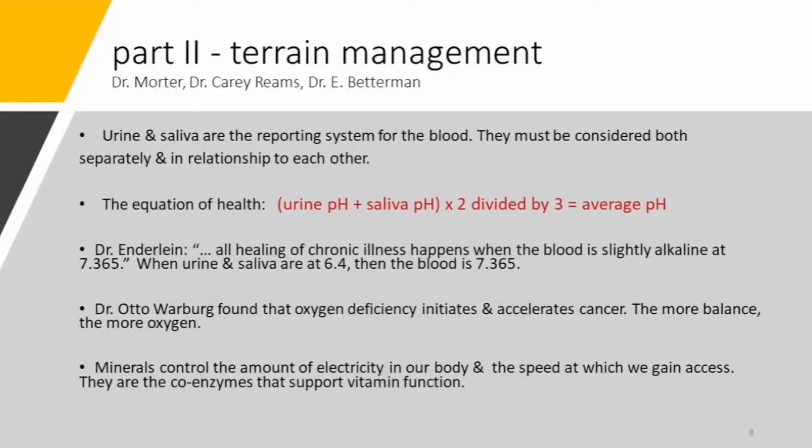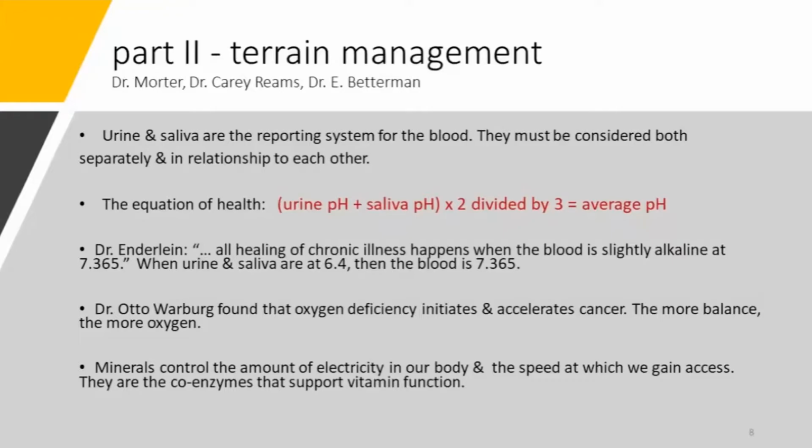The equation of health is when we take urine plus saliva, we multiply that by 2, and then we divide it by 3. And this is usually for the practitioner to understand, because this will tell us what the average pH is, which means in which direction it's leaning. Someone can have some pretty reasonable pH numbers, but when we run it through this little equation, we see it's actually having a tendency to one or the other.